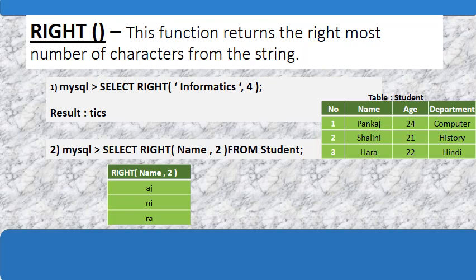Right function. This function returns the rightmost number of characters from the string. Example, select right('informatics', 4). So this query will output the last 4 characters, that is TICS.